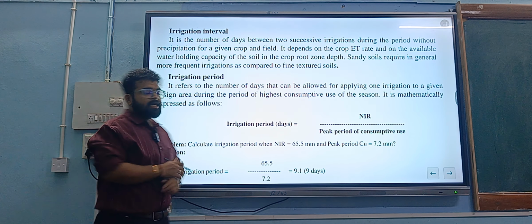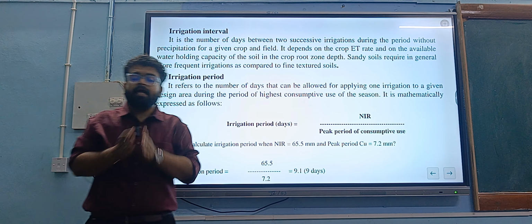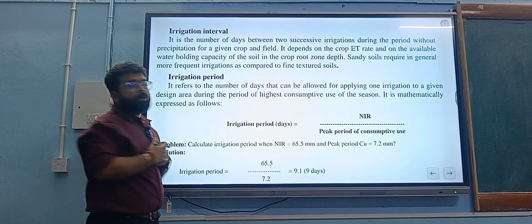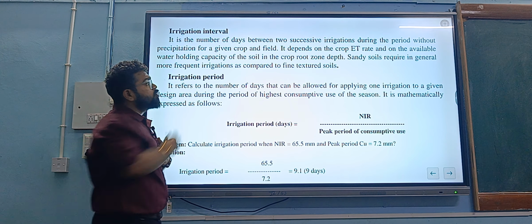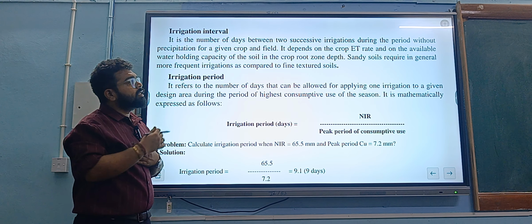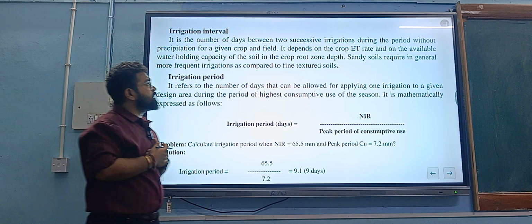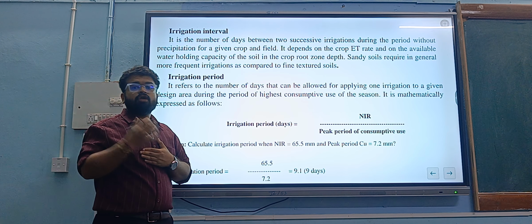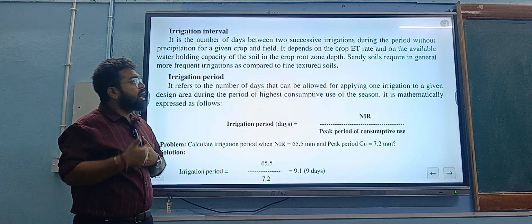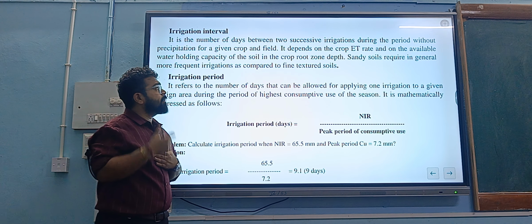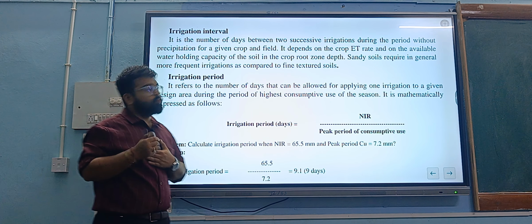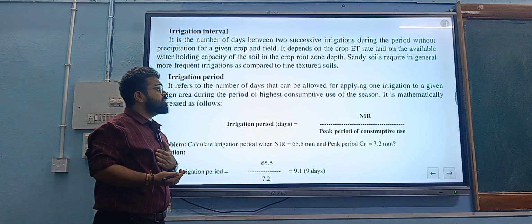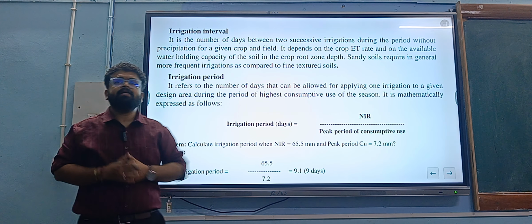The next is irrigation interval. At what interval are you applying the irrigation water? It refers to the number of days between two successive irrigations during the period without precipitation for a given period of a crop and a field. What does it depend on? It depends on the crop and also the available water holding capacity of the soil in the root zone. Sandy soil generally requires more frequent irrigation as compared to fine textured soil.